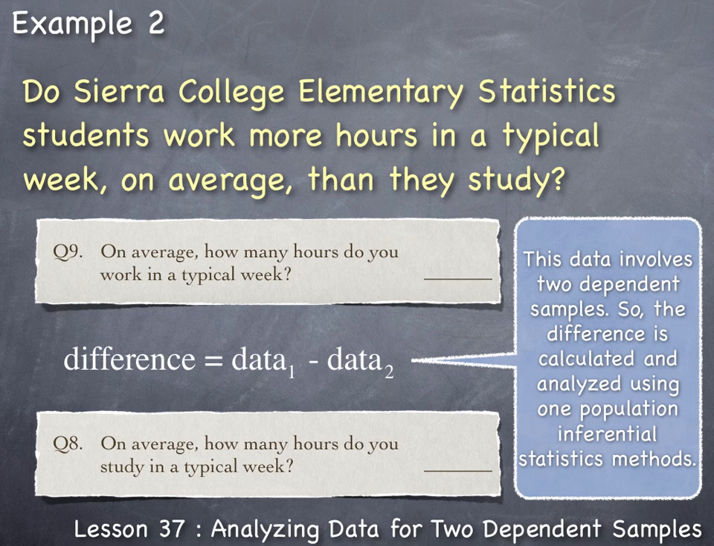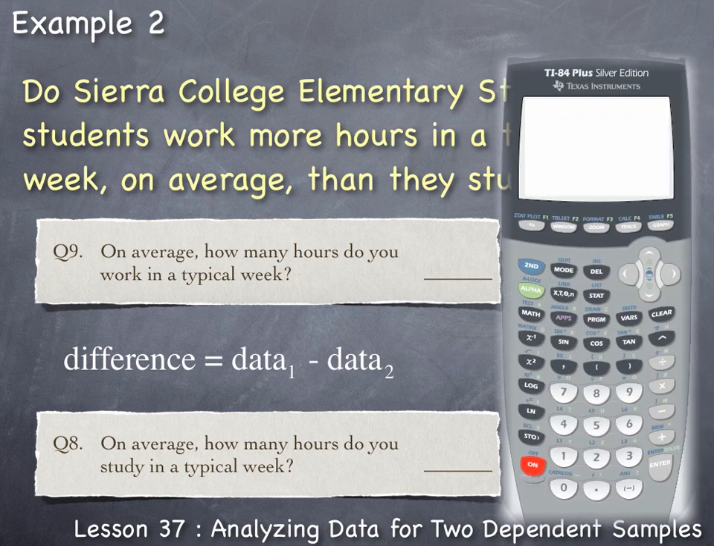Here, the difference of the first data value minus the second data value occurs when question 9, the hours worked, is the first data value, subtract question 8, the hours studied, which is the second data value. So these differences between question 9 and question 8 can be entered into the TI-84 calculator. To do this, we would press Stat and Enter to enter the list editor.